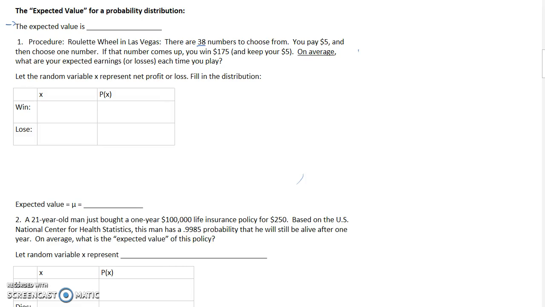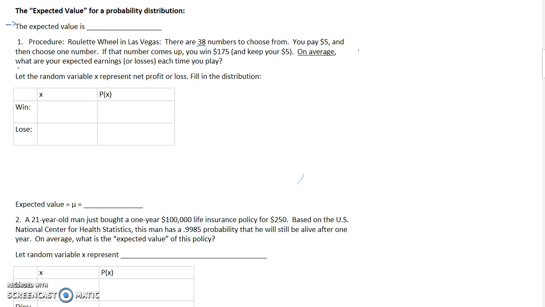Okay, so now we're going to take a look at one of the main applications of discrete probability distributions, and that is expected value. I'm going to come back to what this is in a second, but let's work on how we figure out what an expected value is.